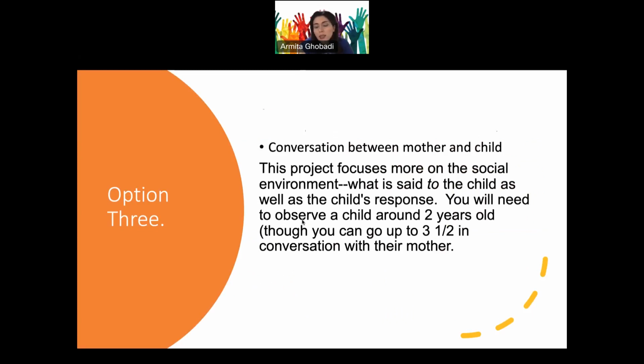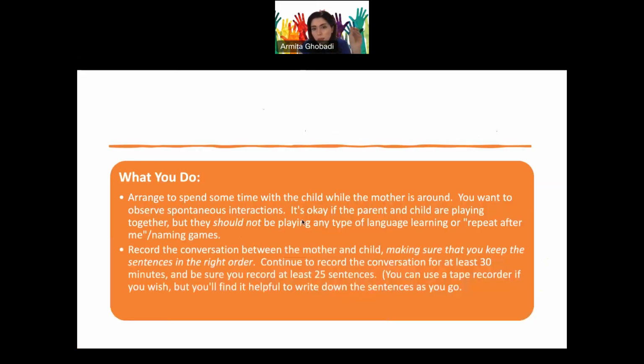Option number 3 is about any sort of conversation between mother and child. The child should be anything around 2 years old to almost 4. You're going to spend some time with the mother and child and observe their interaction. I want you to record the session because it can help you analyze their speech and understand how mother and child are interacting together.